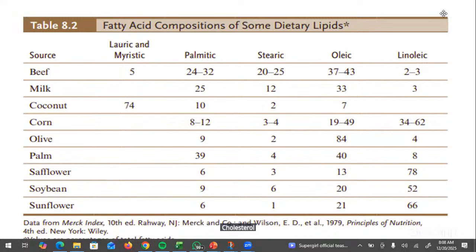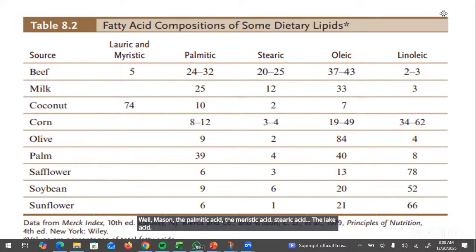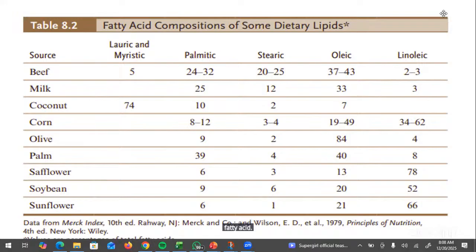We also talked about the nature of the fatty acids. We mentioned palmitic acid, myristic acid, stearic acid, oleic acid, and linoleic acid. We also talked about omega-3, omega-6 and even omega-9 fatty acids. We also talked about monounsaturated fatty acids and polyunsaturated fatty acids and their implication in cardiovascular health.